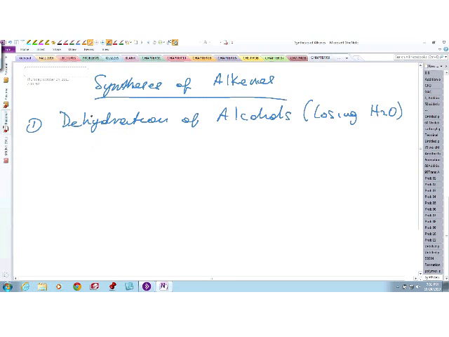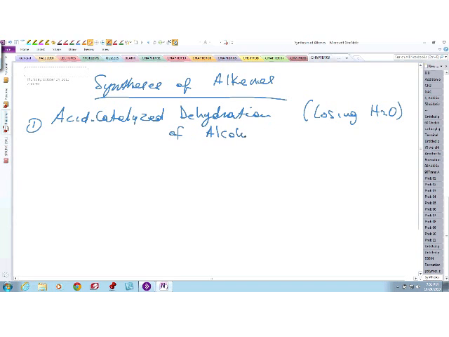Dehydration of alcohols. Actually, I will call this catalytic dehydration. Acid catalyzed dehydration, aqueous. Say, for example, we have this.